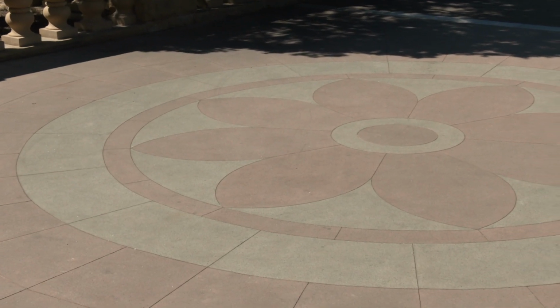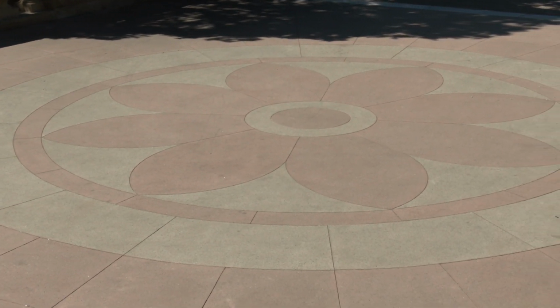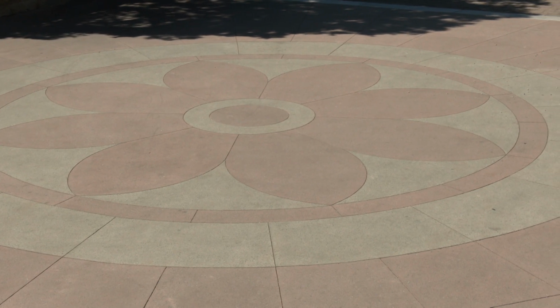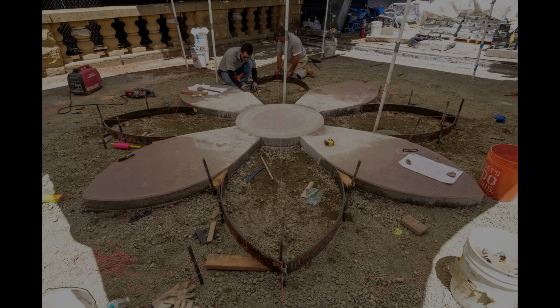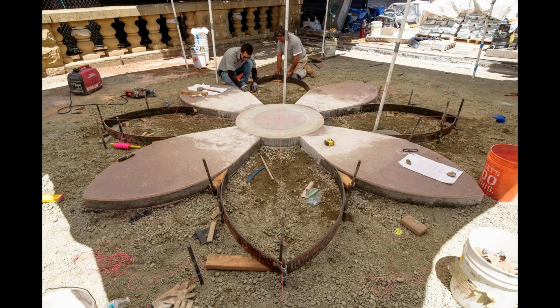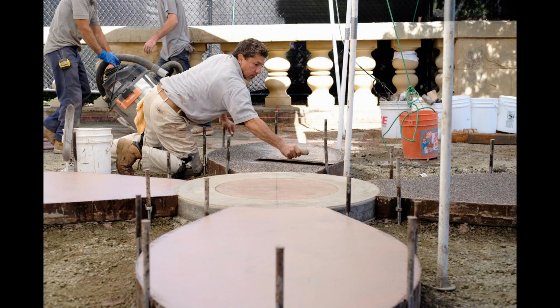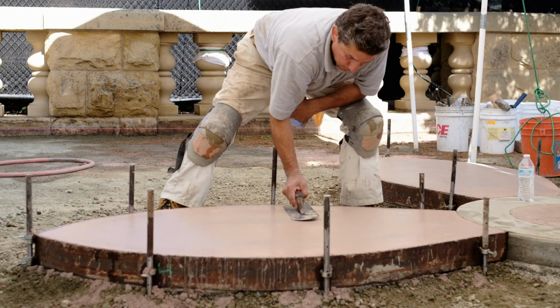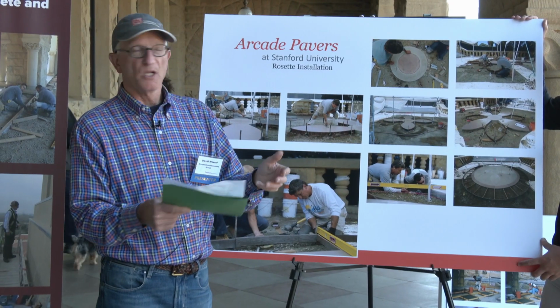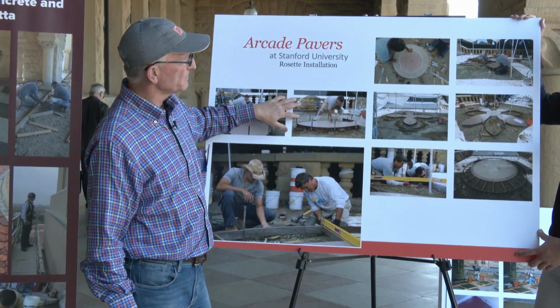The rosette that we have right out here was a little trickier. We had to fabricate the forms out of steel, and it was placed in essentially the same way. But what was happening here was we also had to plan for delivery trucks. So we had to engineer this particular pavement for the axle weight of the delivery trucks that would back up here for supplies to the quad.